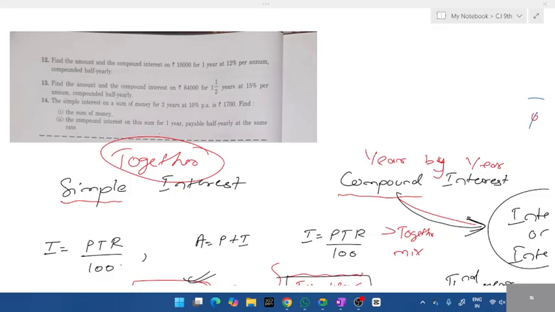Trigonometry. Do you all remember trigonometry formulas? All of you remember trigonometric formulas?